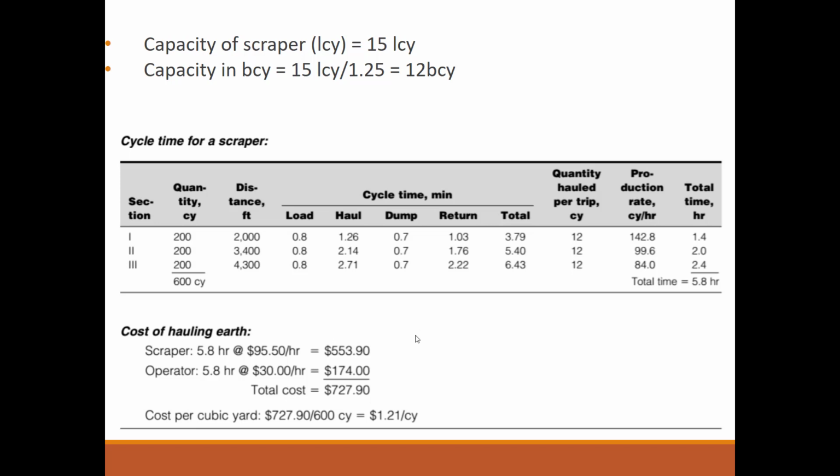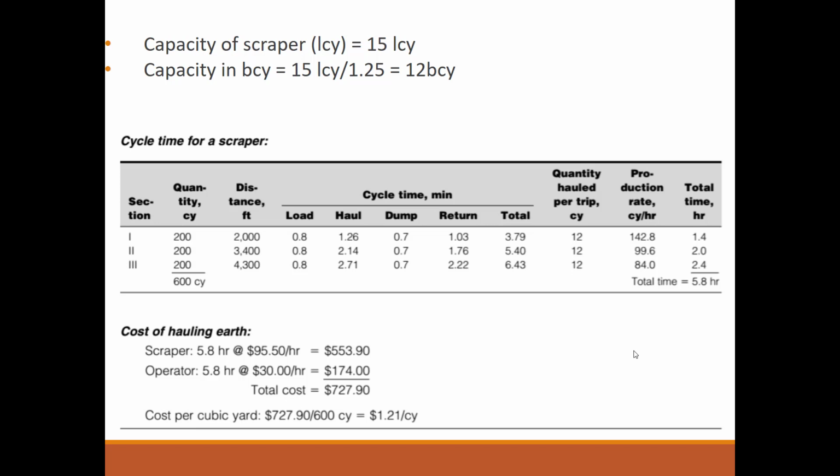Now, if I want to ask what the cost per cubic yard would be, that's going to be my entire dollar total cost divided by my entire total quantity. And that's going to give you 727 divided by 600, which is $1.21 per cubic yard. This actually concludes our mass diagram lectures.